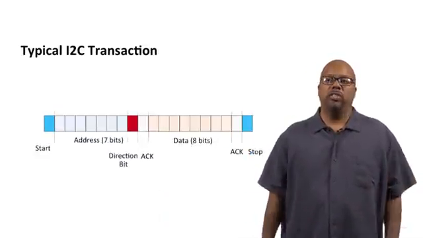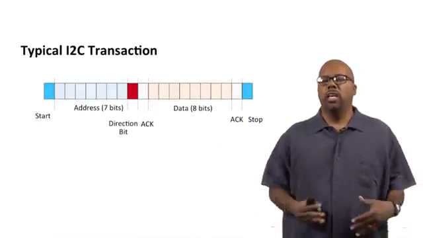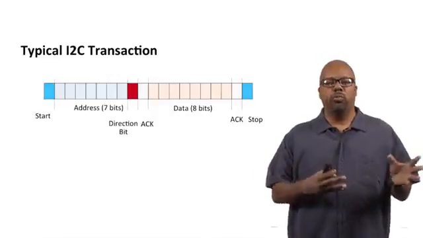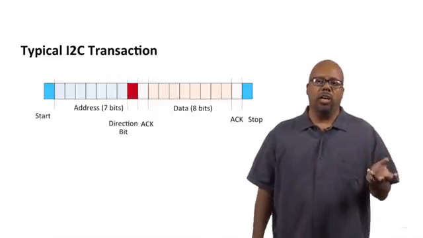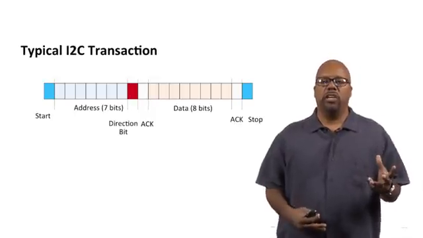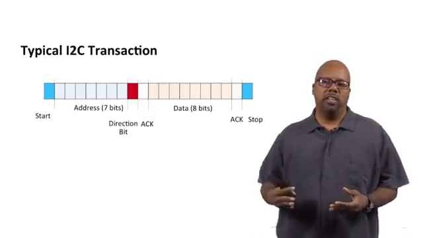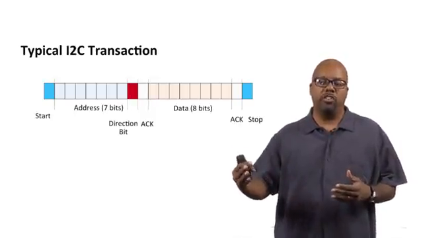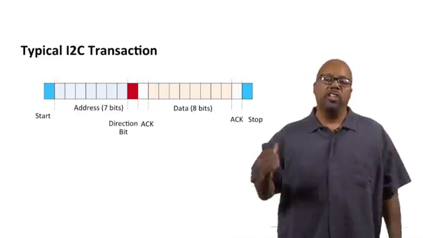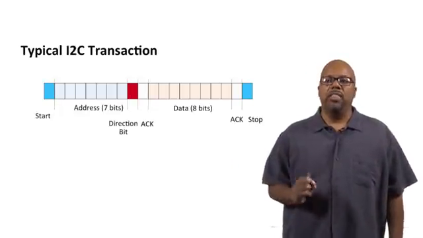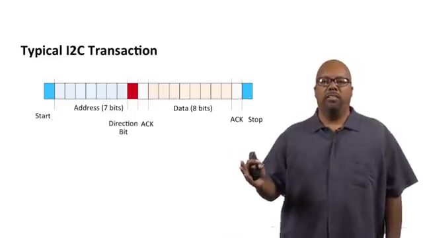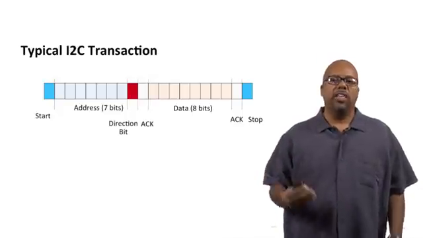So, a typical, very short I2C transaction. Here's what it would look like overall. There's a start condition, that starting blue block right there. You initiate everything with the start condition. Then you send 8 bits, the address bits, 7 address bits plus a direction bit, so that's 8 bits. Then there's an acknowledge bit, the ACK right there. Then you send 8 more data bits, and then there's another acknowledge, and then you can stop.